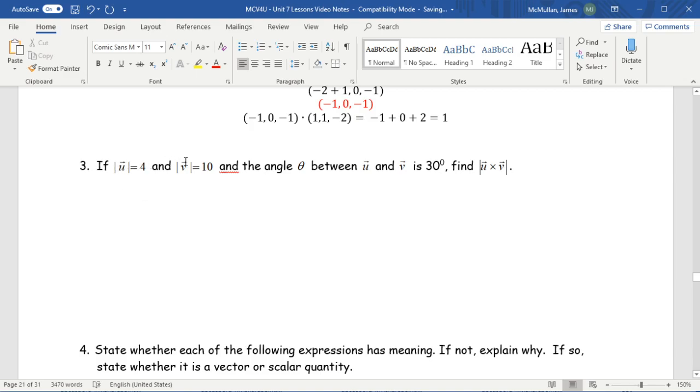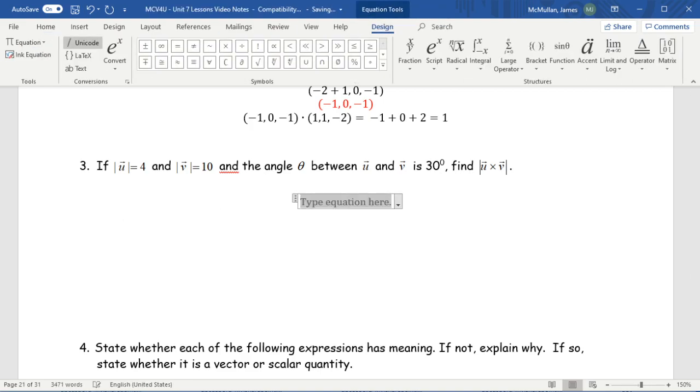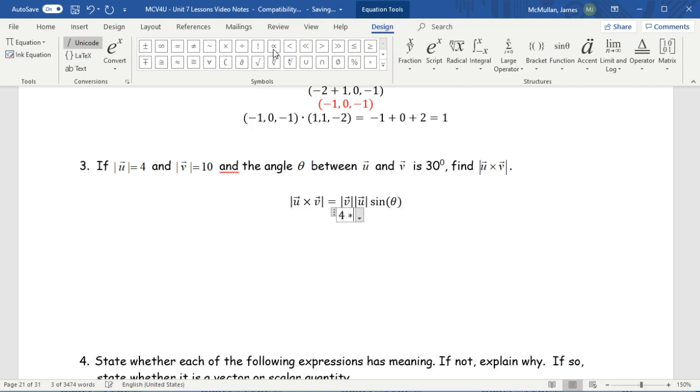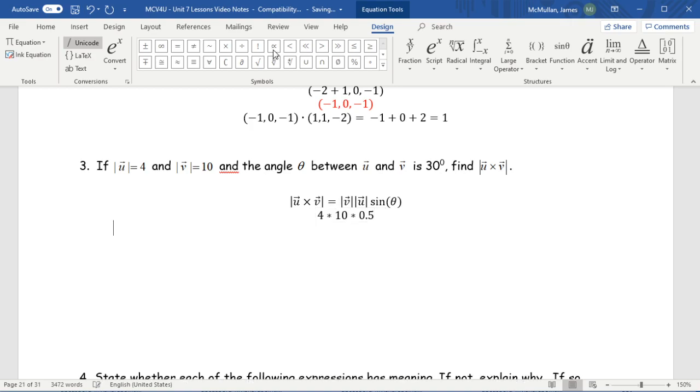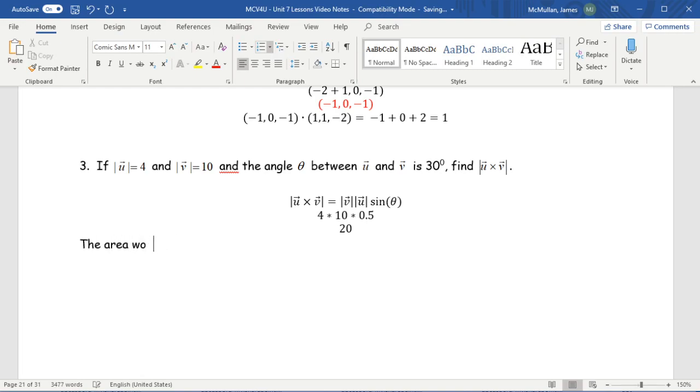Okay, if magnitude of u is 4, magnitude of v is 10, and the angle between u and v is 30, find the magnitude of u cross v. Well, again, this is a very, very easy question because the magnitude of u cross v is simply equal to the magnitude of v times the magnitude of u times sine of the angle between them. And the angle between them, remember, we use theta as customary. Now, v u sine theta, 4 times 10 times 0.5. Sine 30 is 0.5. So 4 times 10 is 40, times 0.5 is 20. The magnitude of the cross product is 20.